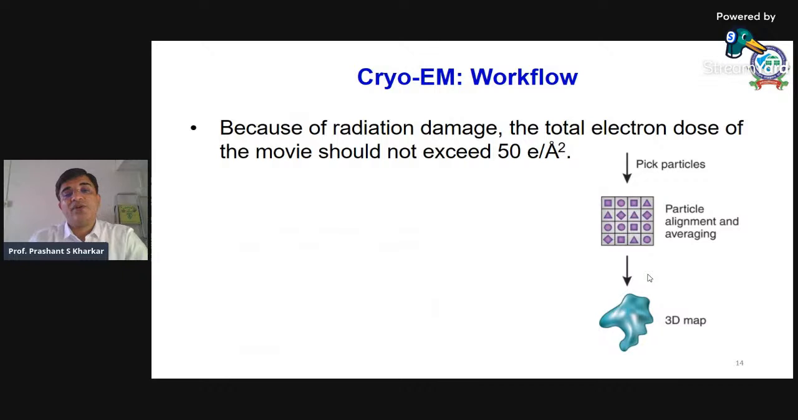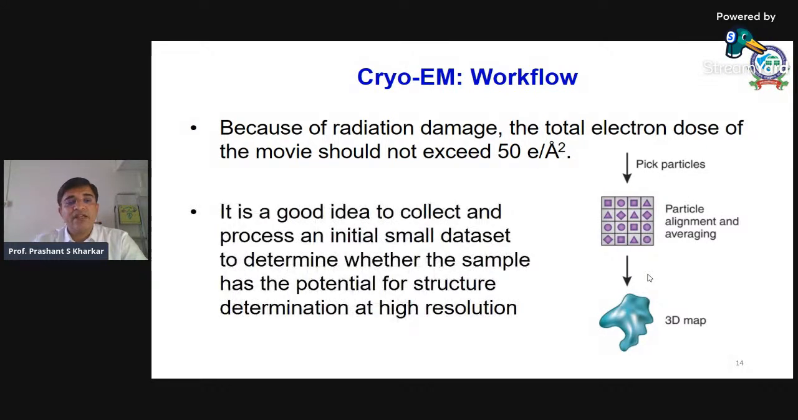So, and this is exactly what, like 50 electrons per angstrom square, to prevent the radiation damage, right? So again, these things have been optimized, and for a different specimen, like a cell versus a protein assembly, these electron doses will be slightly different, right?